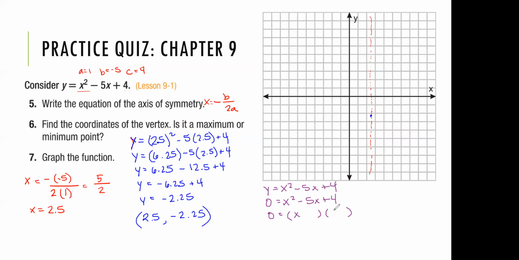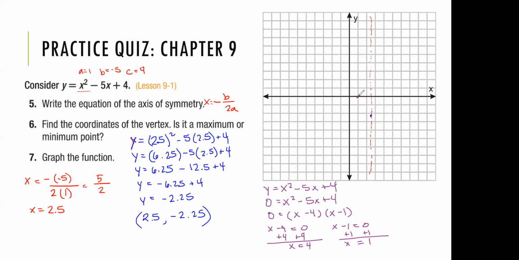So the factors of 4 that add up to negative 5 would be negative 4 times negative 1, which gives me positive 4, and negative 4 plus negative 1 gives me negative 5. So I have x minus 4 equals 0 and x minus 1 equals 0. I would add 4 to both sides, so x is equal to positive 4. Here I would add 1 to both sides, so x equals 1. So I have a point at x equals positive 1.